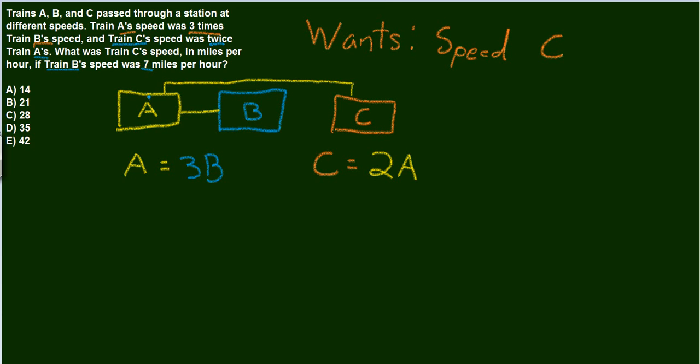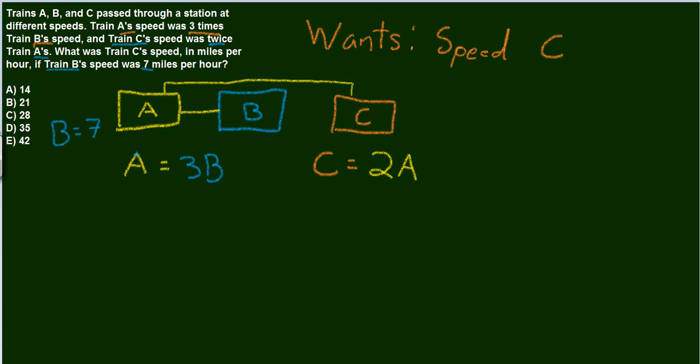And that's really critical. Why is that critical? Right now we just have true relationships, but there's no way we could get an actual number out of this unless we have something that we can plug in somewhere. Because in the end, all these answers are numbers. They aren't in terms of A or B or C. It wants an actual number, so we need an actual number to start with. And it gave us that: B equals 7. That's going to be critical. All right, so let's get to work.